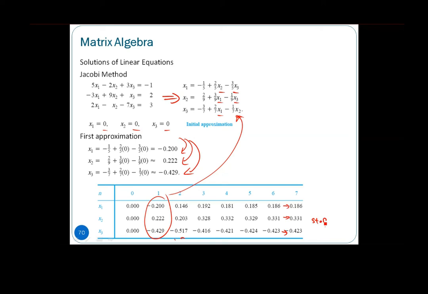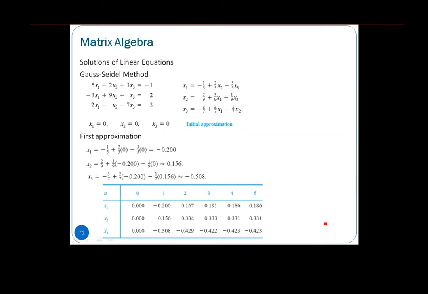Unlike the Jacobi method, the Gauss-Seidel method, the same problem. What it does is, you start with 0, 0, 0. For x1, you need x2 and x3, so you substitute 0, 0 into it. So you get x1 is negative 0.2 for the first iteration.